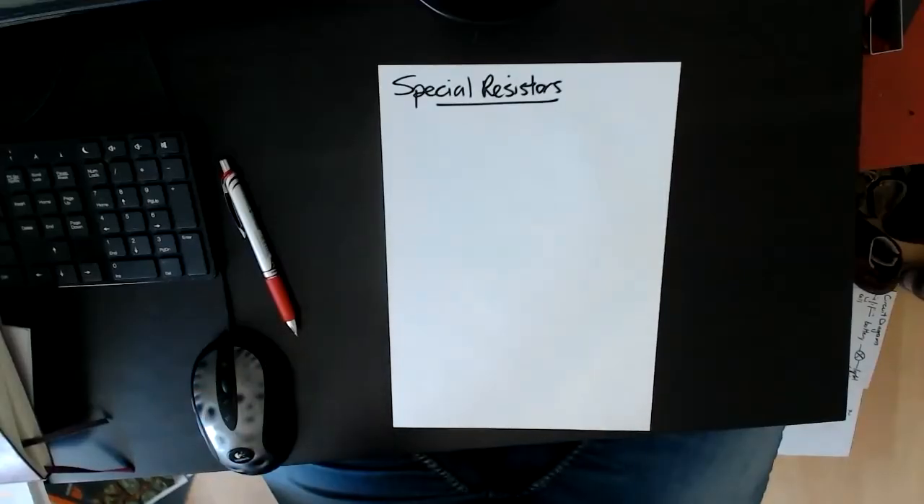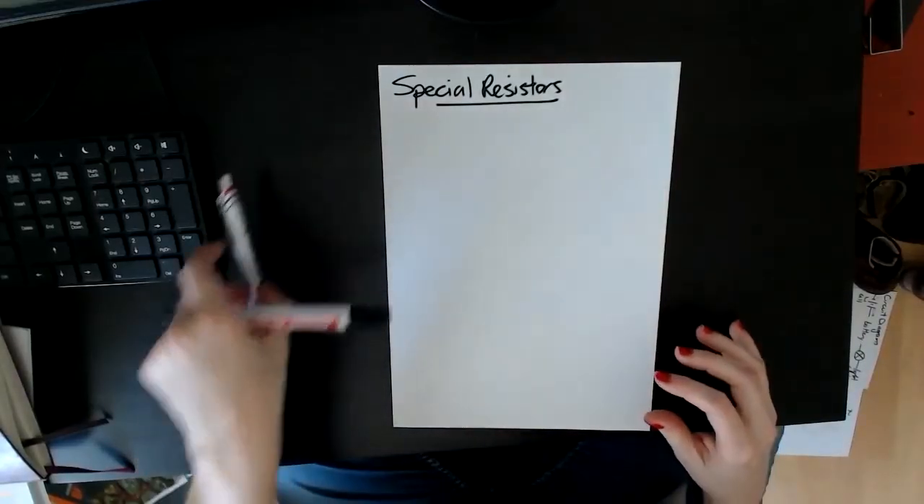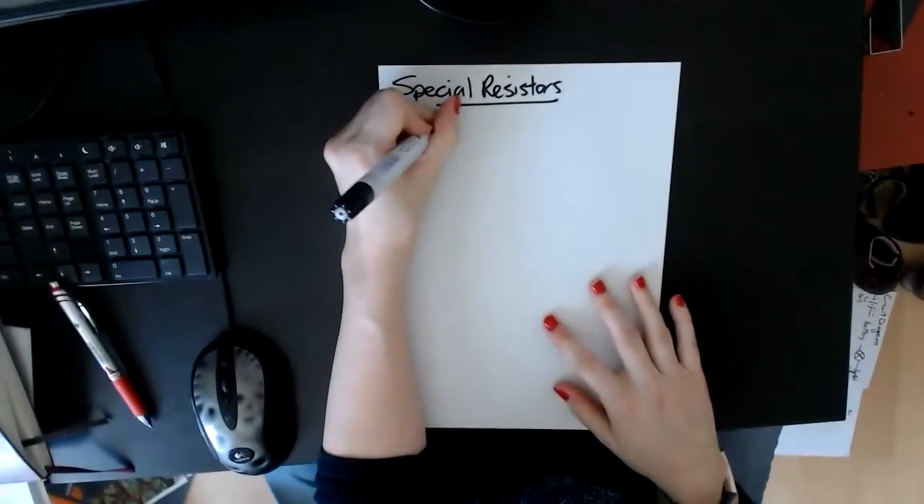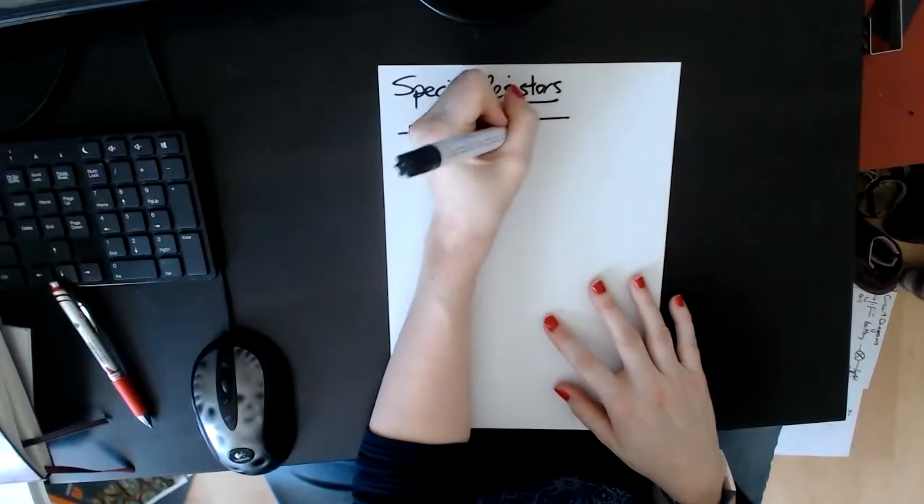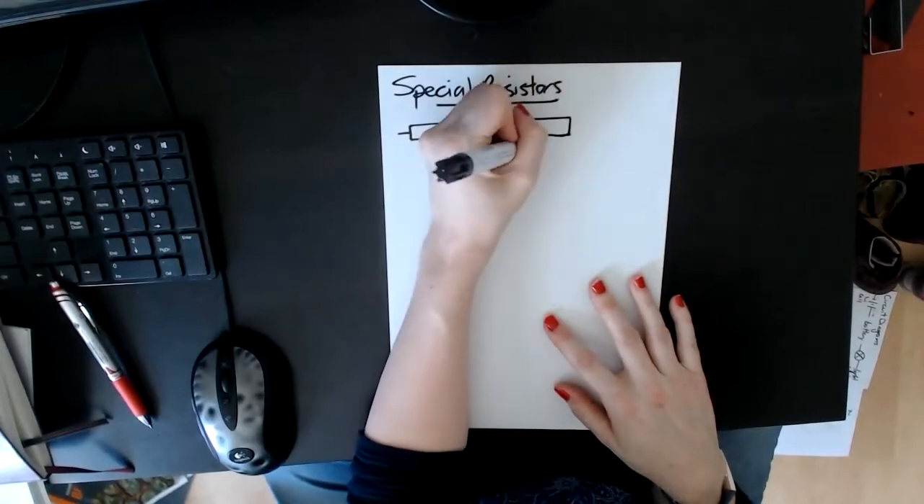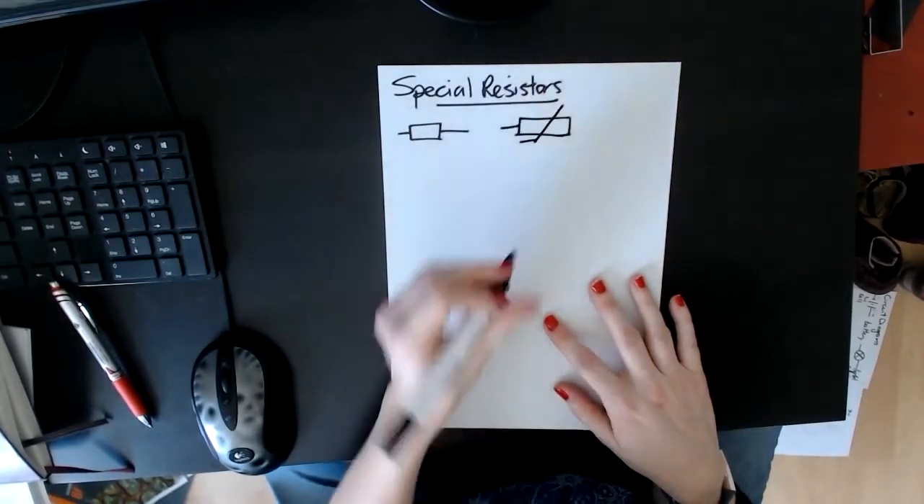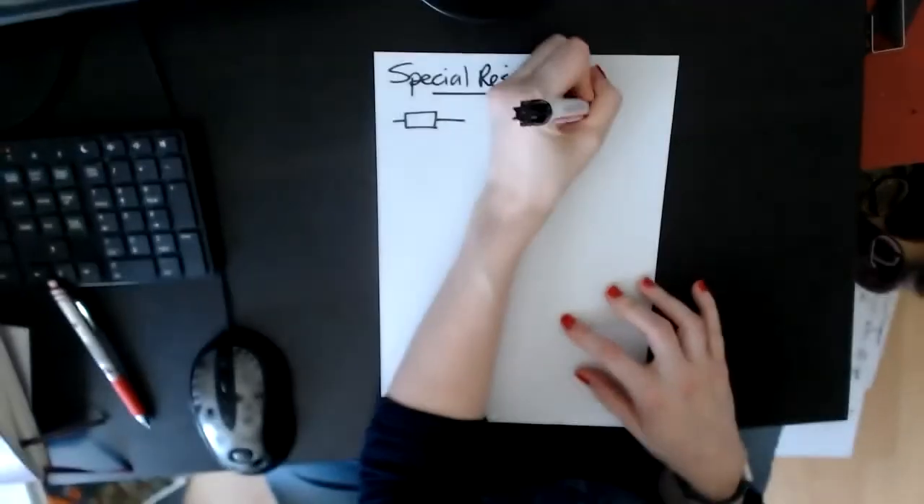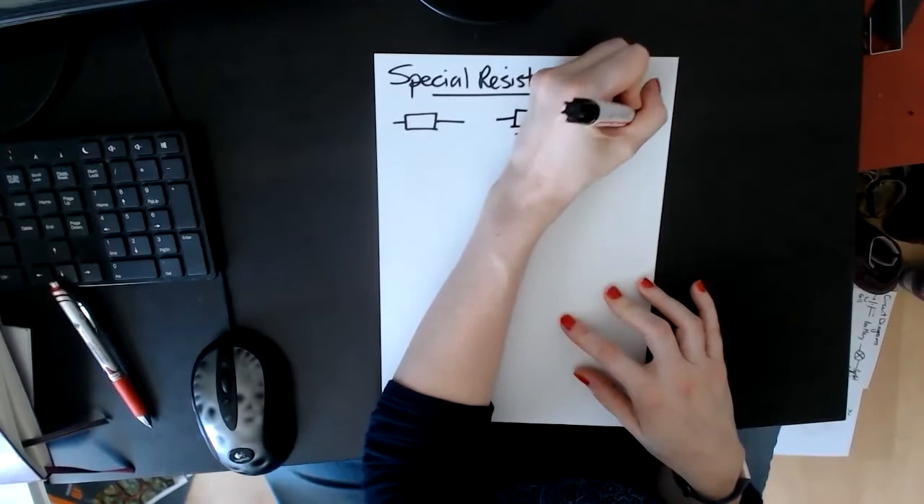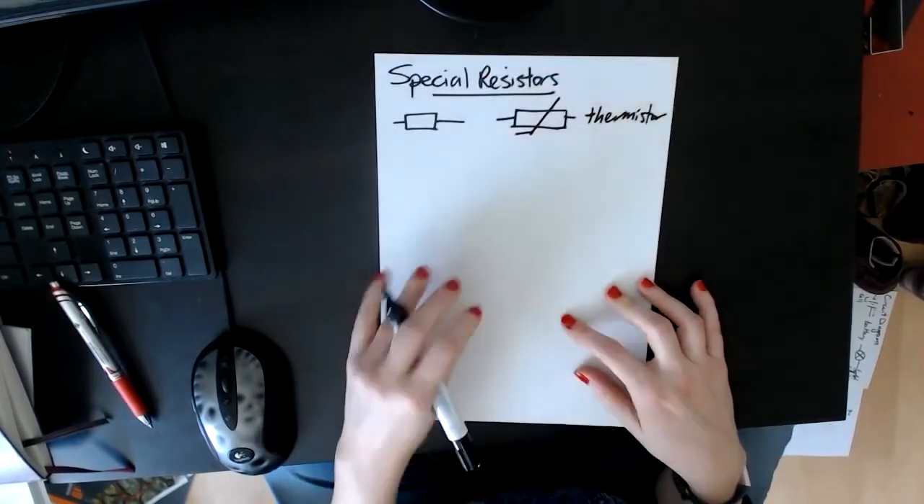So, different types of resistors. You have just the normal one. Then you have one that looks like it has a hockey stick through it, or hockey top. Hockey stick. This is a thermistor, and a thermistor is sensitive to, as you may have guessed, changes in temperature.